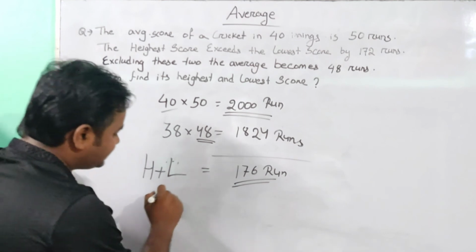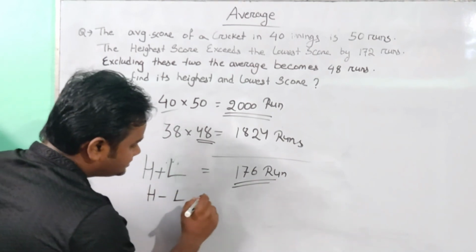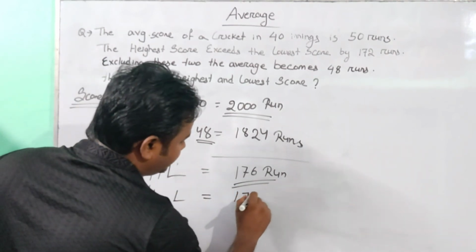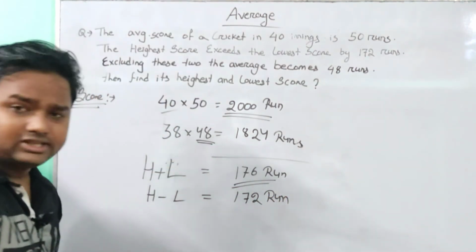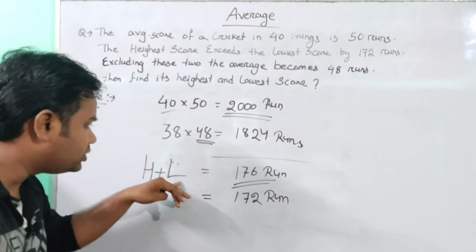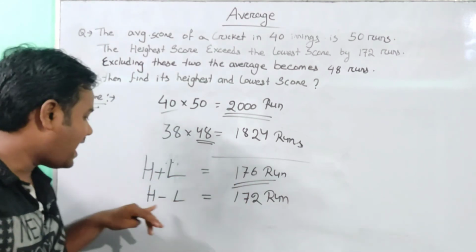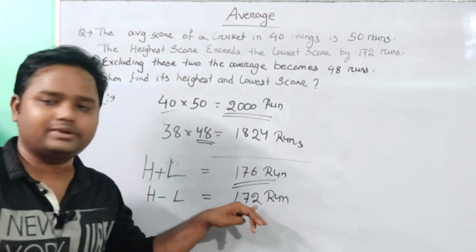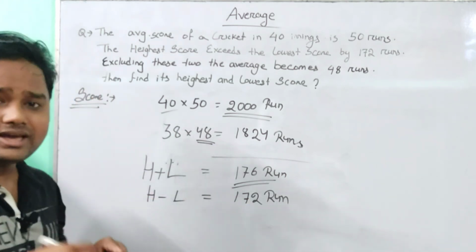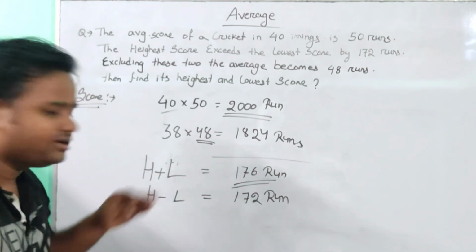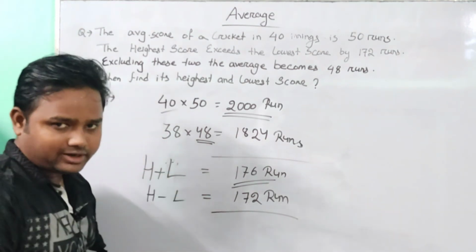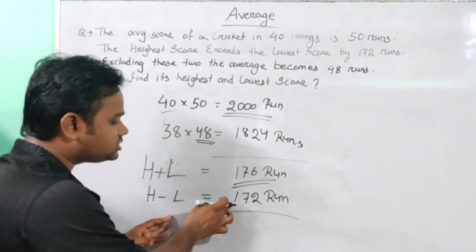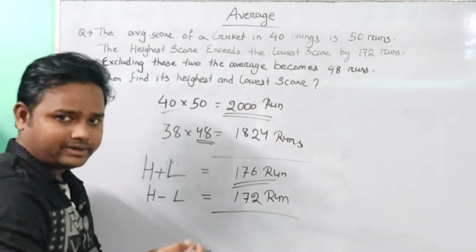That means the highest score minus the lowest score is equal to 172 runs. Now here we have got highest plus lowest is equal to 176, highest minus lowest is equal to 172. So now I can get the highest and lowest score. The highest score will be the addition of these two divided by 2, and the lowest score will be the subtraction of these two divided by 2.